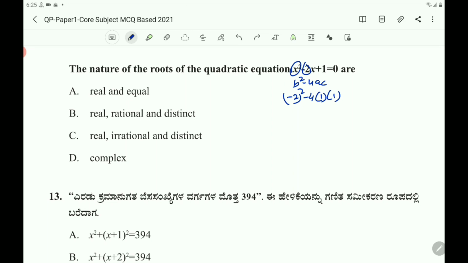Then it becomes (-2) square is 4, and the product of these 3 is 4. You got 0. So you got that b² minus 4ac is equal to 0. So if the value of b² minus 4ac, the value of the discriminant, is 0, the roots are real and equal. What is the answer here? The roots are real and equal.